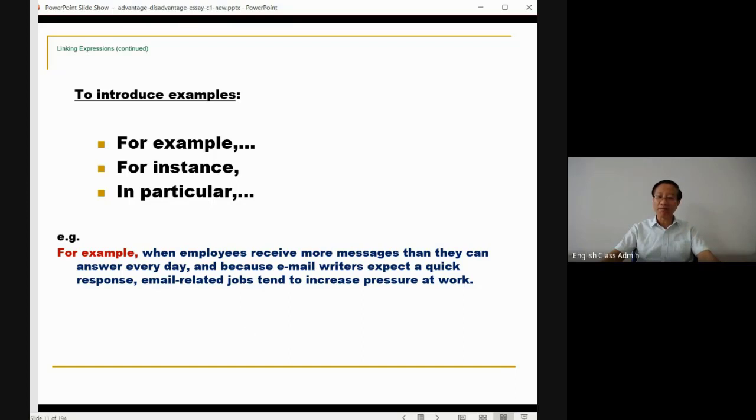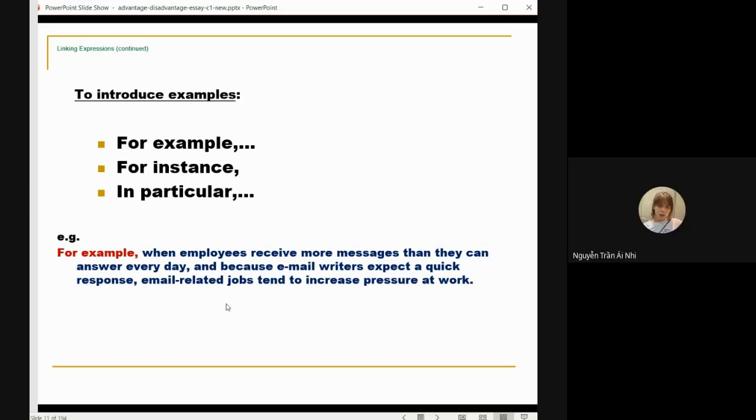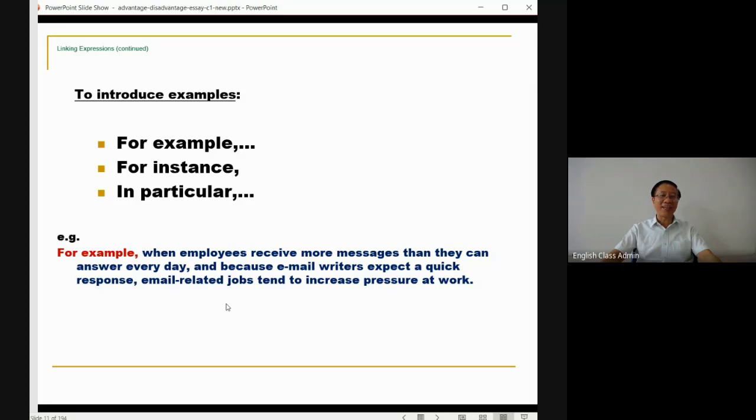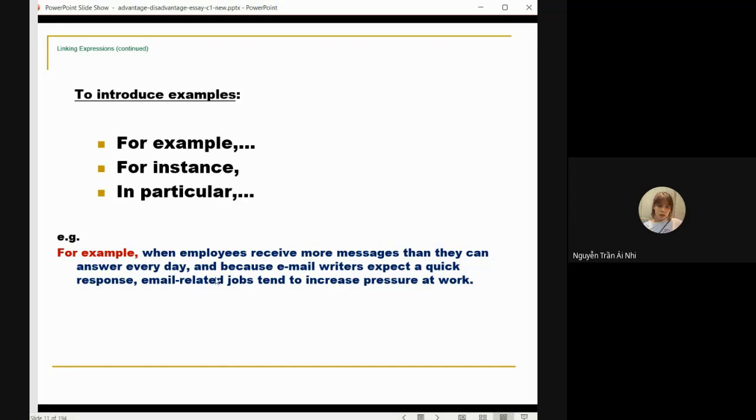Now practice speaking. Please say aloud the example. For example, when employees receive more messages than they can answer every day, and because email writers expect a quick response, email-related jobs tend to increase pressure at work. Okay, we say pressure at work.